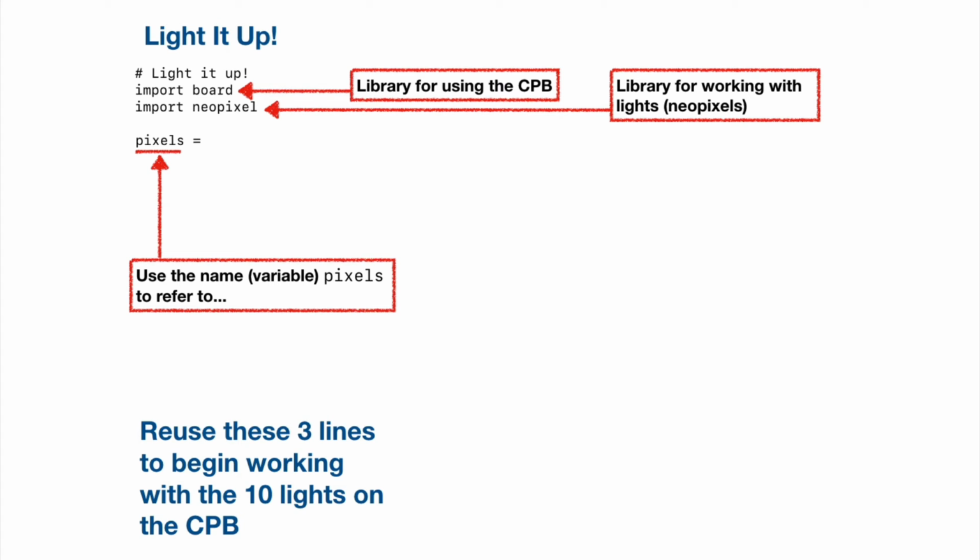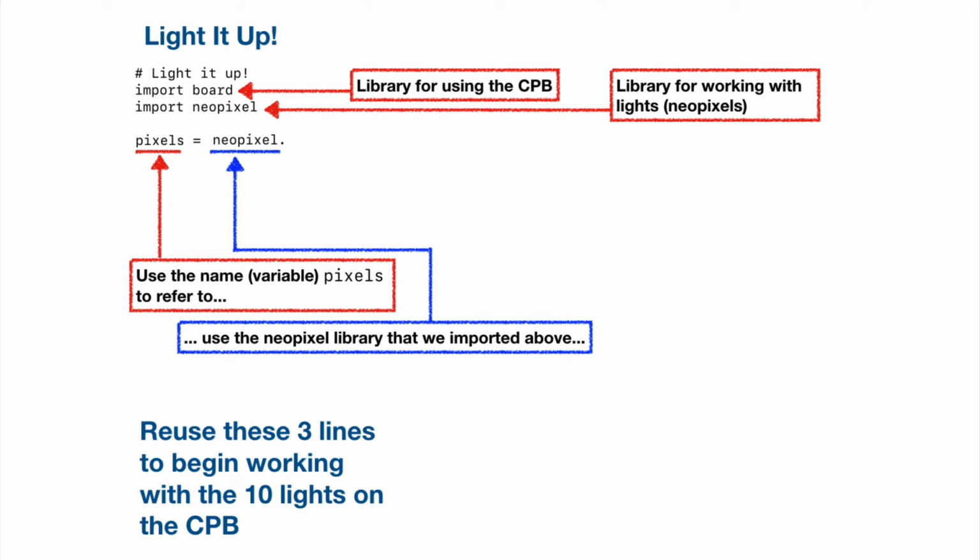Now after the equal sign we type in NeoPixel dot, and there's no space between NeoPixel and dot. That word NeoPixel is spelled the same way it is after import in the line import NeoPixel just above. And what we're saying here is, hey, go into that NeoPixel library that we just imported. Now the dot means look for a special command, and in this case we're going to use a command that allows us to set up our lights. The command to set up lights is capital N-E-O, capital P-I-X-E-L, NeoPixel.